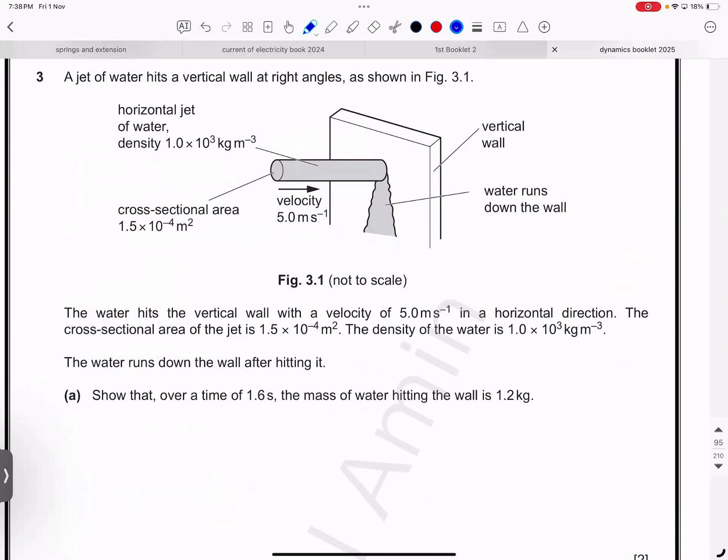Let me read. I think it's FDP, the next chapter. Forces, density, pressure. Can you give me a while, please, just to read this question?